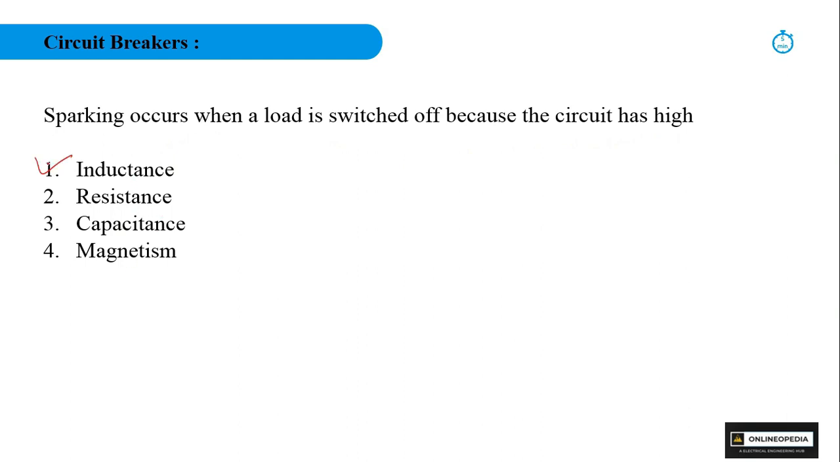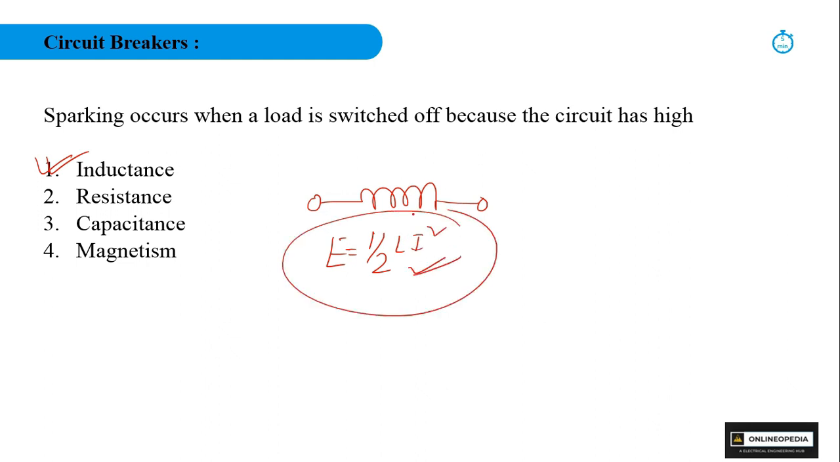So the correct answer is inductance, because we know that inductance has a property that it does not allow sudden change in current. That is, it opposes a sudden change in current. So due to its presence in the circuit, when the load is switched off, due to the stored magnetic field energy in it, sparking occurs. Okay, so inductance does not allow sudden change of current, and the energy stored in an inductor is half L i square. So due to the stored energy, it produces sparking.